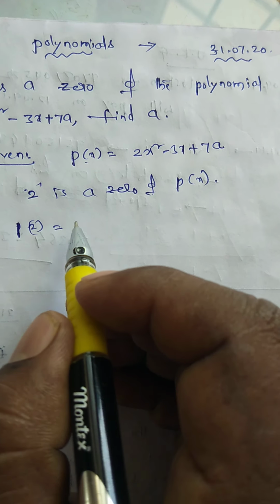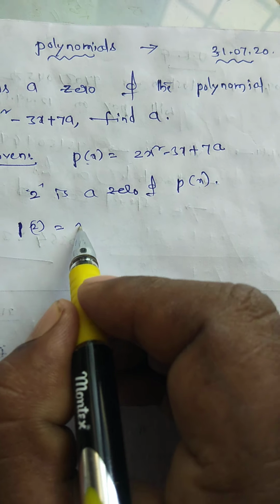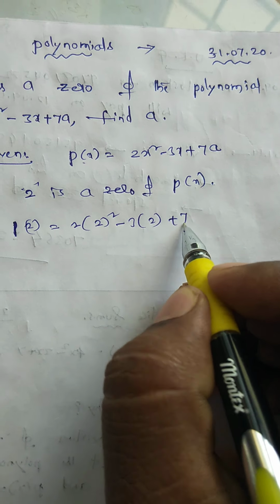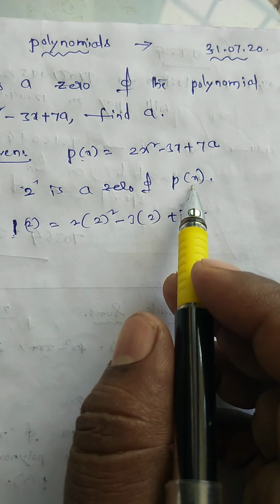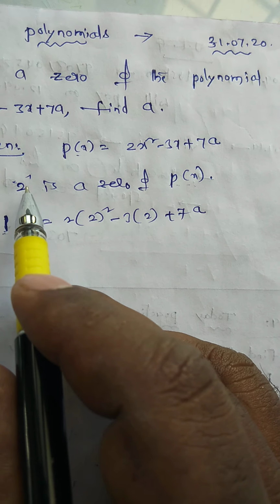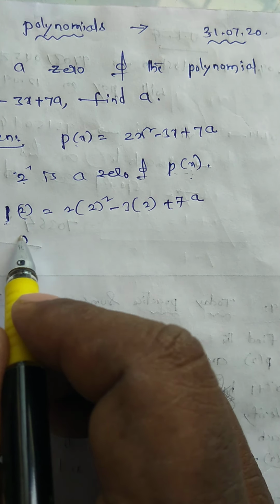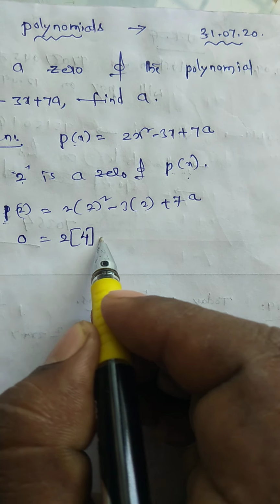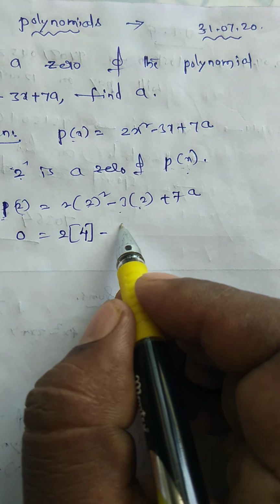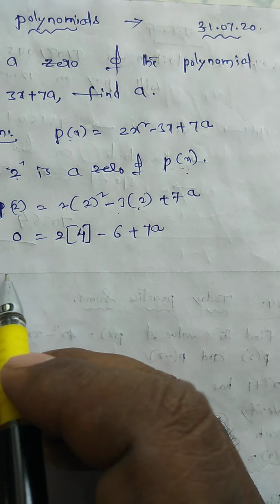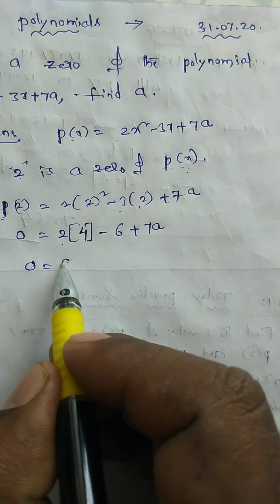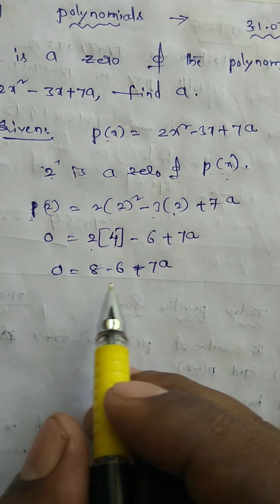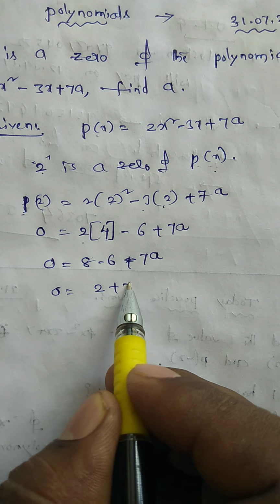P of 2 is equal to 2 into 2 square minus 3 into 2 plus 7a. P of 2 means p of x when we substitute 2; this polynomial becomes 0 because this is given. 2 into 2 square, 4, minus 3 into 2, 6, plus 7a. 0 is equal to 2 into 4, 8, minus 6 plus 7a. 8 minus 6, 0 is equal to 2 plus 7a.